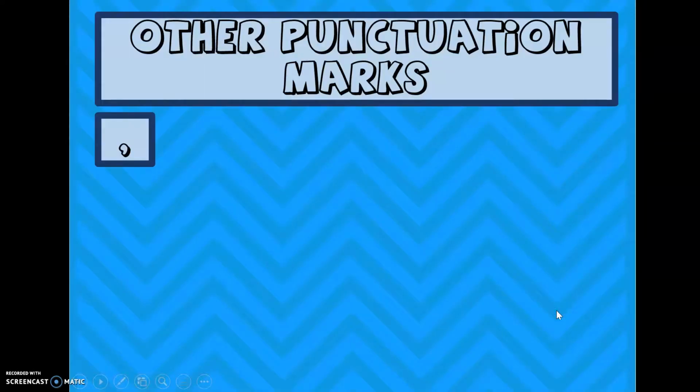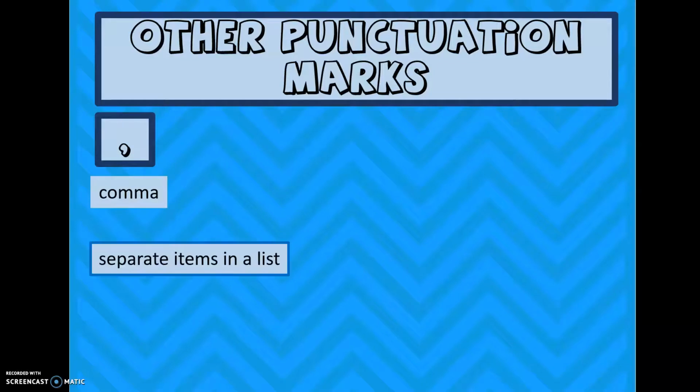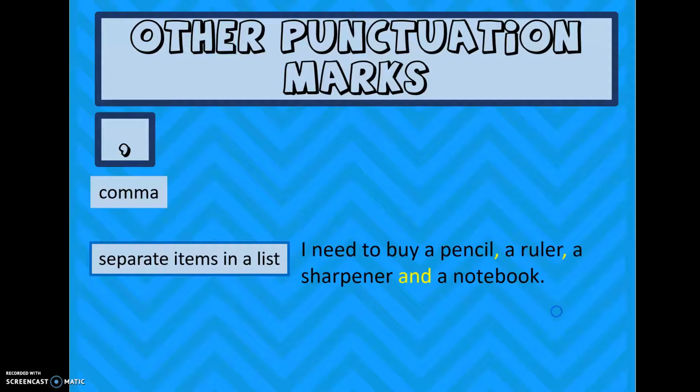Other punctuation marks that we have learnt about are commas. Let's remind you of the rules we learnt in grade 4 of when to use a comma. First of all, to separate items in a list. I need to buy a pencil, a ruler, a sharpener, and a notebook. The commas go between each item of the list, but it will end with and.